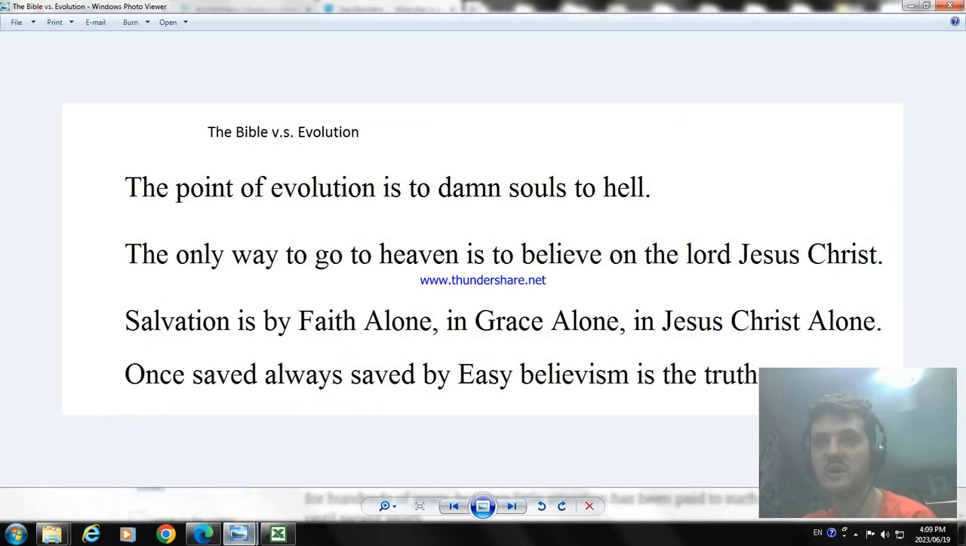But before I go, I have to show you how to get saved. The point of evolution is to damn souls to hell. The way to go to heaven is to believe in our Lord Jesus Christ. Salvation is by faith in the grace of Jesus Christ alone. Once you receive it, you can't lose your salvation. Salvation is to believe in Jesus Christ.